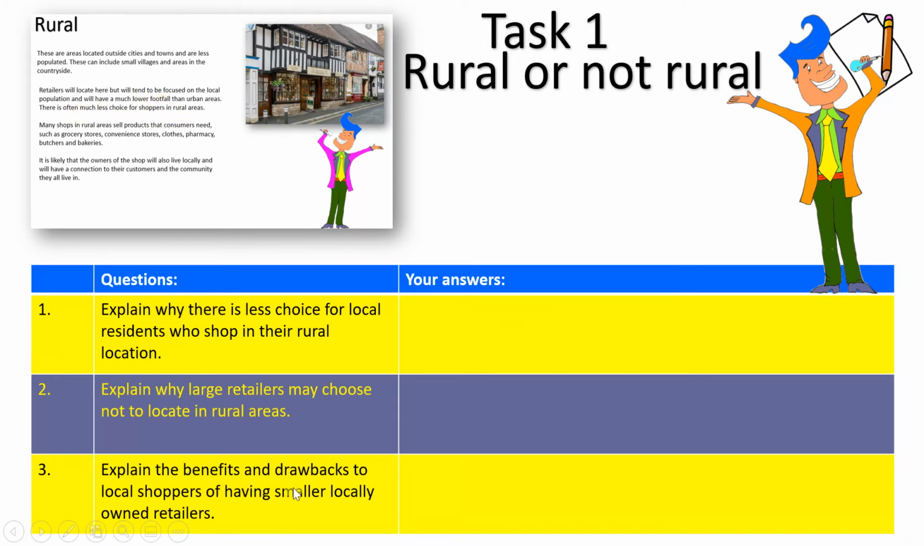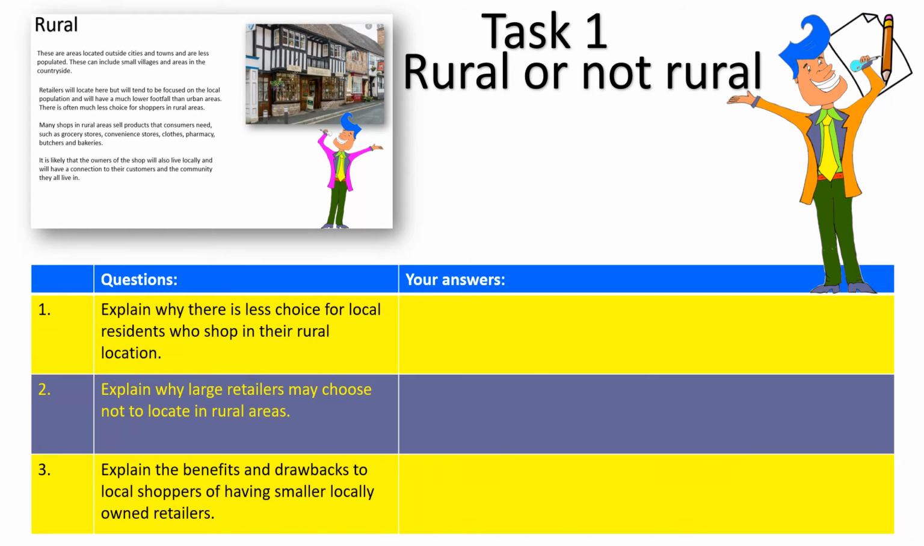Question 3. Explain the benefits and drawbacks to local shoppers of having smaller locally owned retailers. So this isn't just the last 2 paragraphs, this is probably the overall understanding of the article. So you've got to look at what the local retailers will offer. What is it that's special about that particular retailer? What is it that they have about the community that makes it a nicer place to shop for those who live in the community? And what is it in terms of things that they need and what's on offer? All these things come together to give you the answer for question 3.